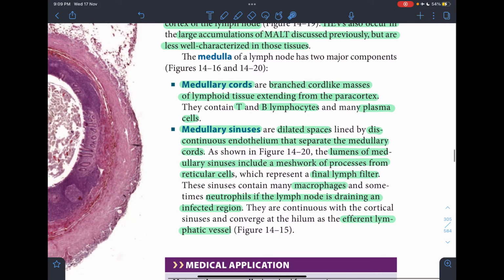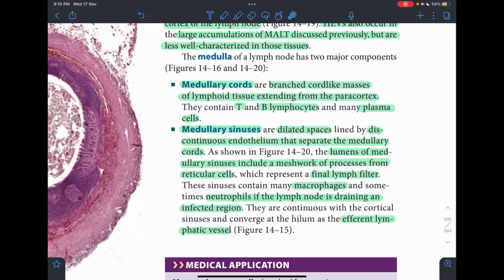The medullary sinuses, which are the second structure that distinguishes the medulla, are dilated spaces lined by discontinuous endothelium that separates the medullary cords. The lumens of medullary sinuses include a meshwork of processes from the reticular cells, which represent a final lymph filter. These sinuses contain many macrophages and sometimes neutrophils if the lymph node is draining an infected region. They are continuous with the cortical sinuses and converge at the hilum as the efferent lymphatic vessel.